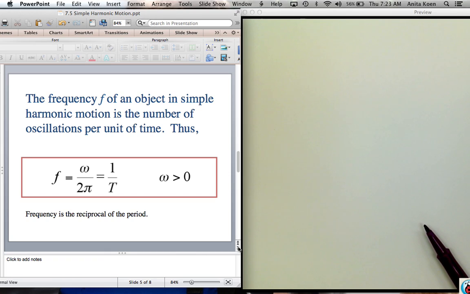The frequency, F, of an object in simple harmonic motion is the number of oscillations per unit of time. How many times does it go through that oscillation in 1 second or in 1 minute, depending on what your unit of time is? Therefore, the frequency is just omega divided by 2 pi, which is just the reciprocal of the period. So the frequency is simply the reciprocal of the period. If you know the period, you know the frequency. If you know the frequency, you also know the period. Please note that omega here has to also be positive.